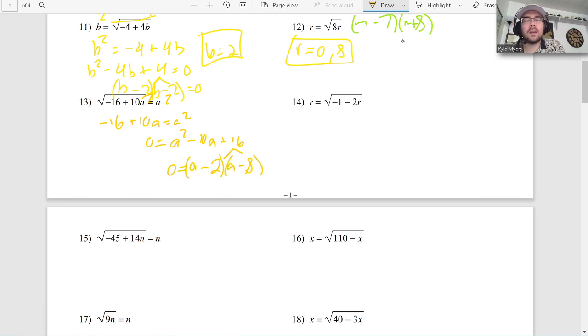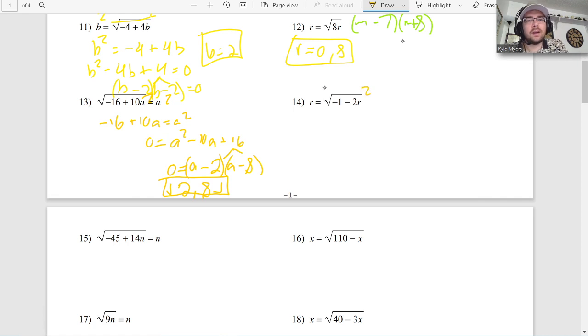Boom, boom. And we get 2 and 8. Let's see if they both work here. So 2 times 10 is 20. 20 plus negative 16 would be 4. Square root of 4 is 2. Yeah, that works. And then 8 times 10 is 80. 80 minus 16, 64. Square root of that is 8. Yeah, cool. They both work.